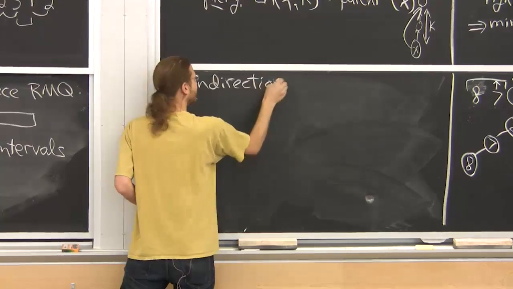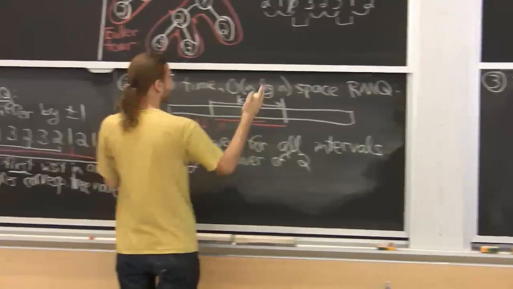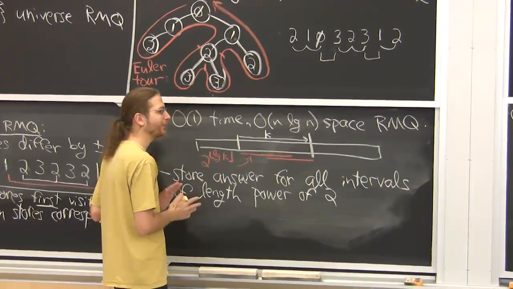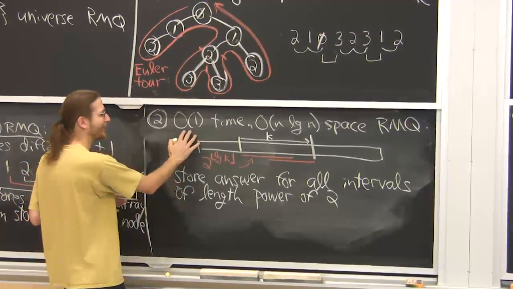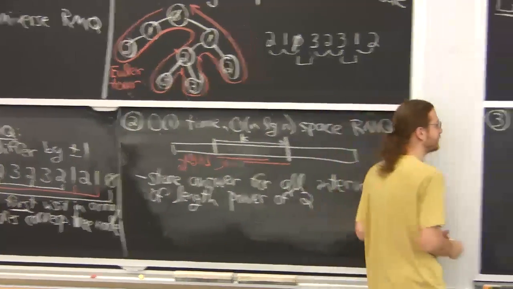Indirection comes to our rescue yet again, but we won't be done. The idea is, we want to remove a log factor before we've removed log factors from time, but there's no real time here, right? Everything's constant time. But we can use indirection to shave a log factor in space, too.